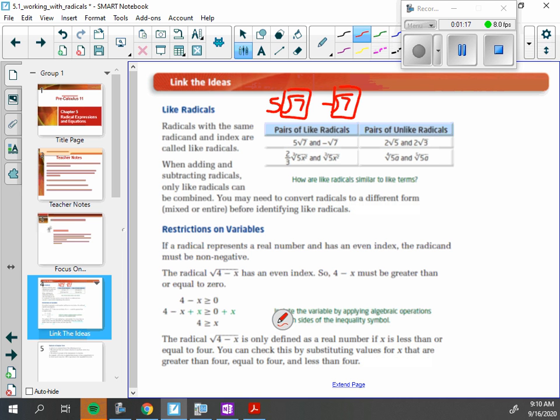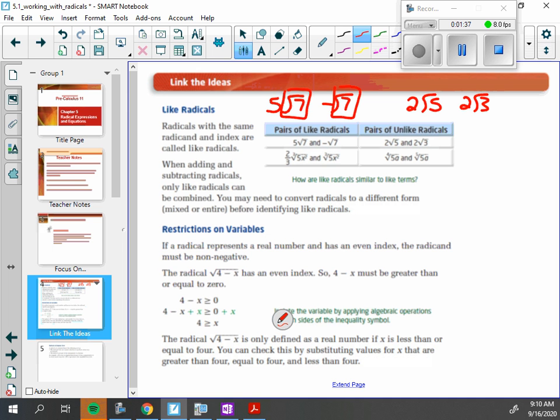And then an unlike pair would be something like 2 square root 5 and 2 square root 3. These are different items. This is 2 of the square root 5 items, and this is 2 of the square root 3 items, so you can't put them together because it's like saying 2 x's and 2 y's. You couldn't combine them together with adding and subtracting.